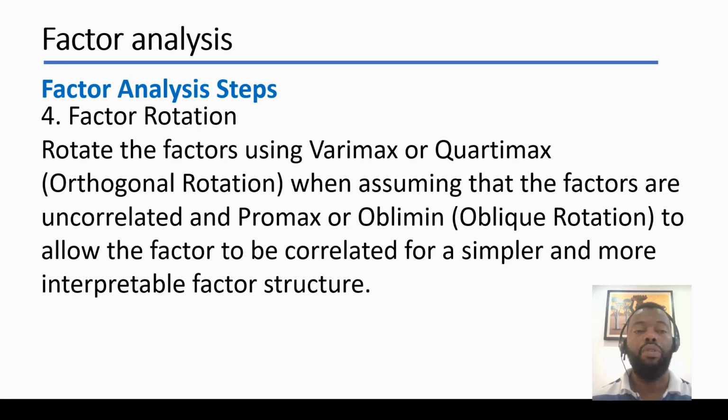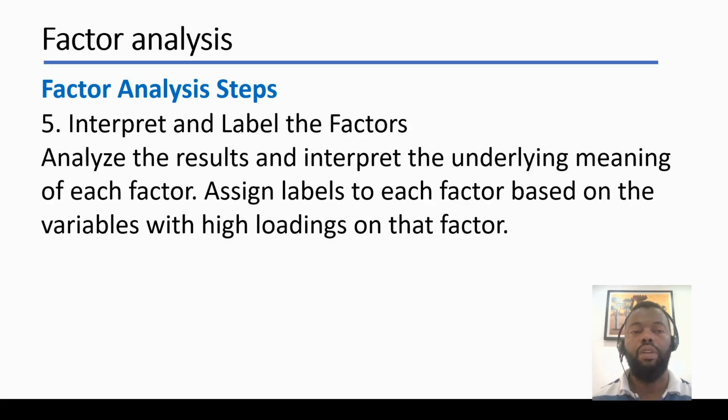Number 4, factor rotation. Rotate the factors using varimax or quartimax orthogonal rotation when assuming that the factors are uncorrelated, and promax or oblique rotation to allow the factors to be correlated, for a simpler and more interpretable factor structure.